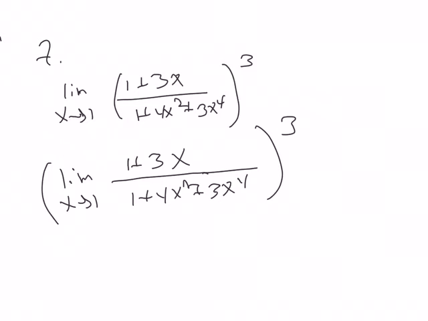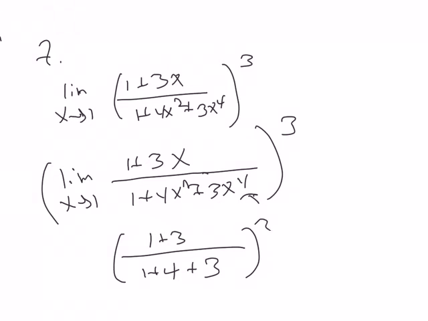Assuming that by plugging in x we're not going to be dividing by 0, we can just plug this in. There won't be any problems. We're going to have 1 plus 3 over 1 plus 4 plus 3, all to the third power, and that's what the limit is.